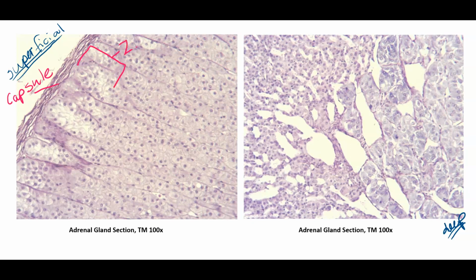The zona glomerulosa is responsible for secreting mineralocorticoids like aldosterone that influence the excretion and reabsorption of ions like sodium and potassium in the kidney tubules. The next layer, as we go deeper into the organ, is the zona fasciculata. And the zona fasciculata secretes glucocorticoids.